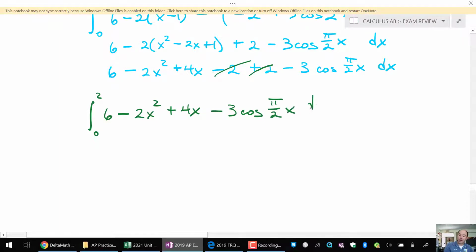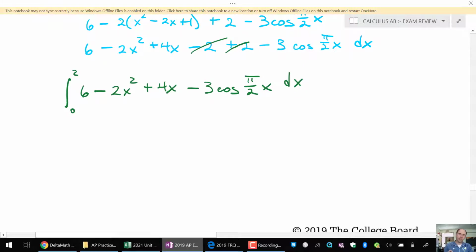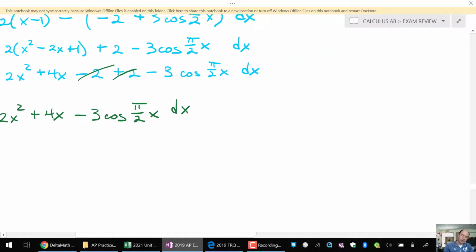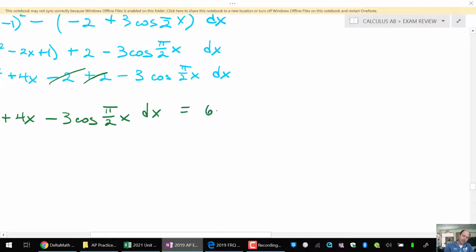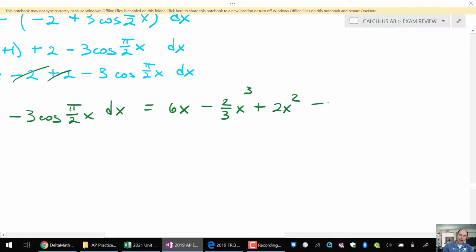Now let's talk about how to find the antiderivative, reverse power rule on the first 3 terms. So this is going to become 6x, and then I have negative 2/3 x to the third plus 2x squared, and then to undo the 3 cosine, the antiderivative of negative cosine is going to be negative sine. So I have negative sine of pi over 2 times x. That 3 is going to hang out there.